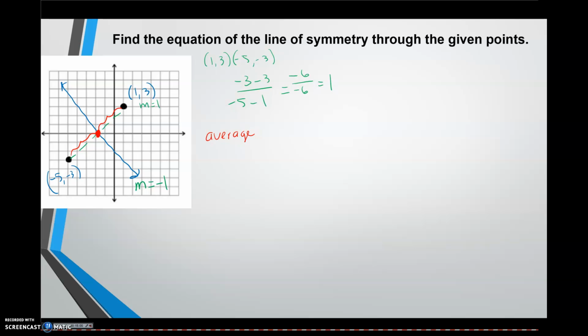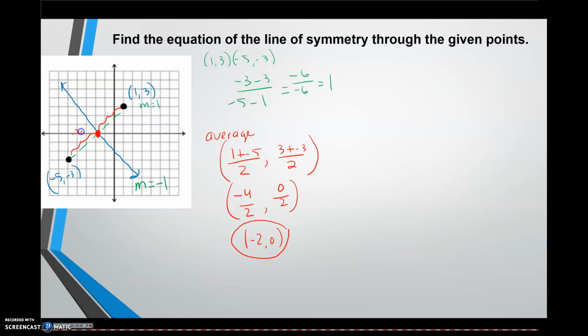I'm going to average the x's, which means I'm going to do 1 plus -5 divided by 2. So this is the average of the x's. And then I'm going to average the y's. 3 plus -3 over 2, which is going to give me -4 over 2 and 0 over 2. So I'm going to get (-2, 0). All right, so from here, I'm going to use this point, because this is my point right here at (-2, 0). And my slope.